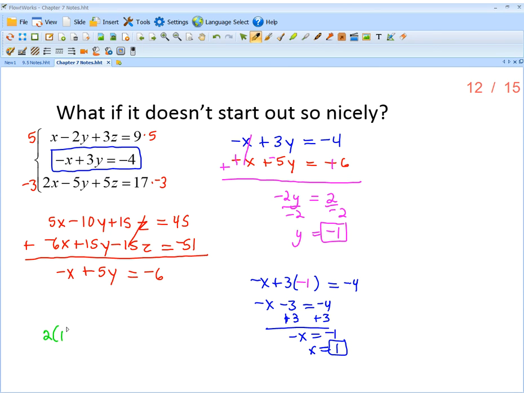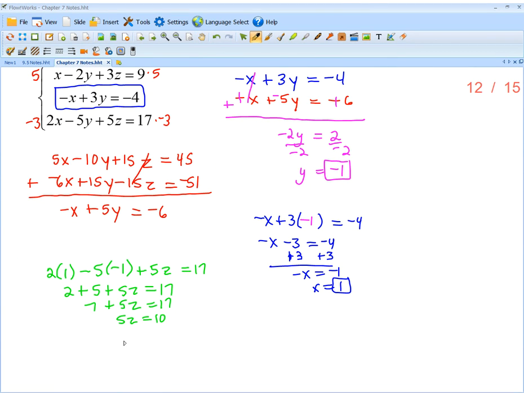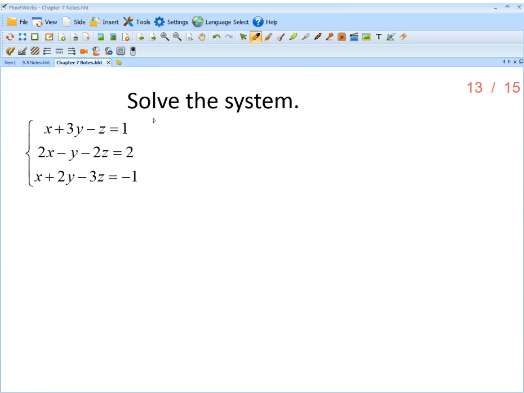2 times x, which is 1, minus 5 times y, which is negative 1, plus 5z is equal to 17. I get 2 plus 5 plus 5z equals 17. 7 plus 5z equals 17. So I get 5z is equal to 10 when I subtract 7 from both sides. And z is equal to 2. So again, I now want to put them in an ordered triple of x, y, z. So 1, negative 1, and 2. Feel free to check. We strongly encourage you to do that.